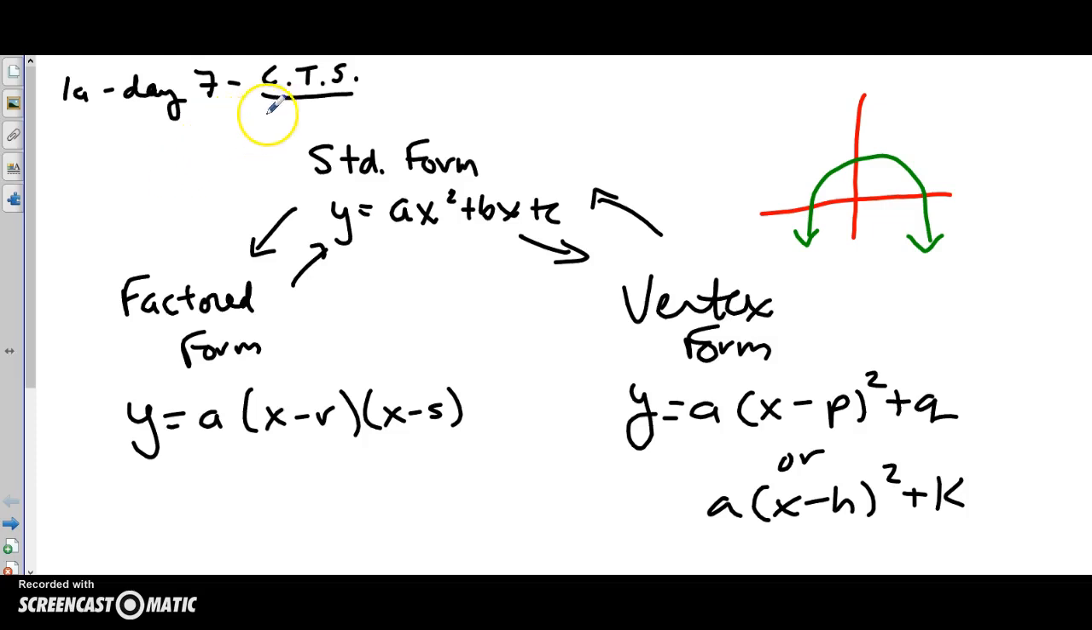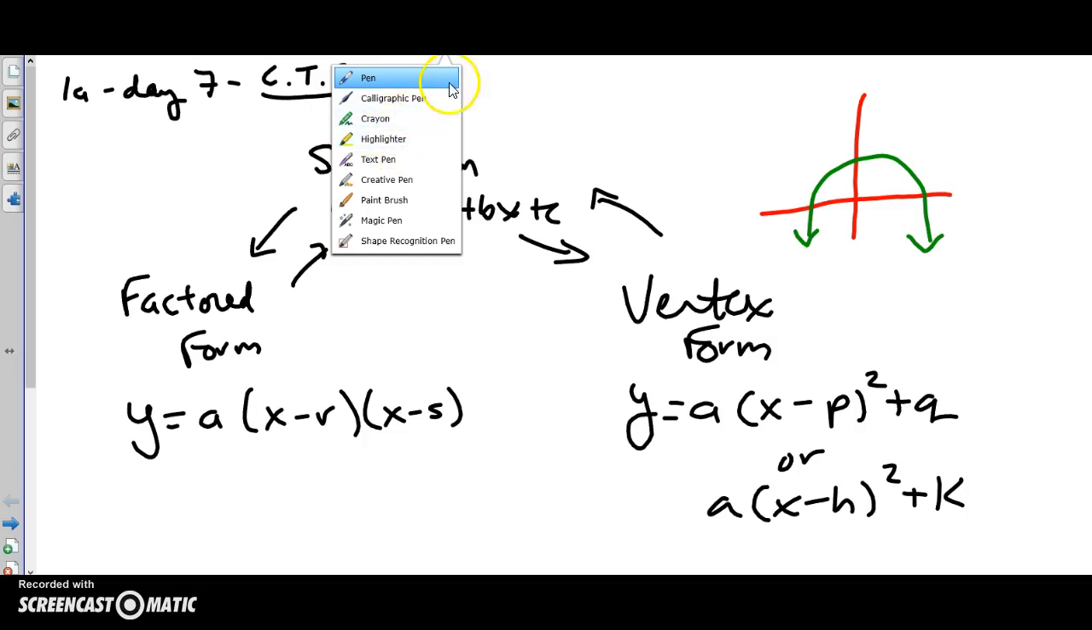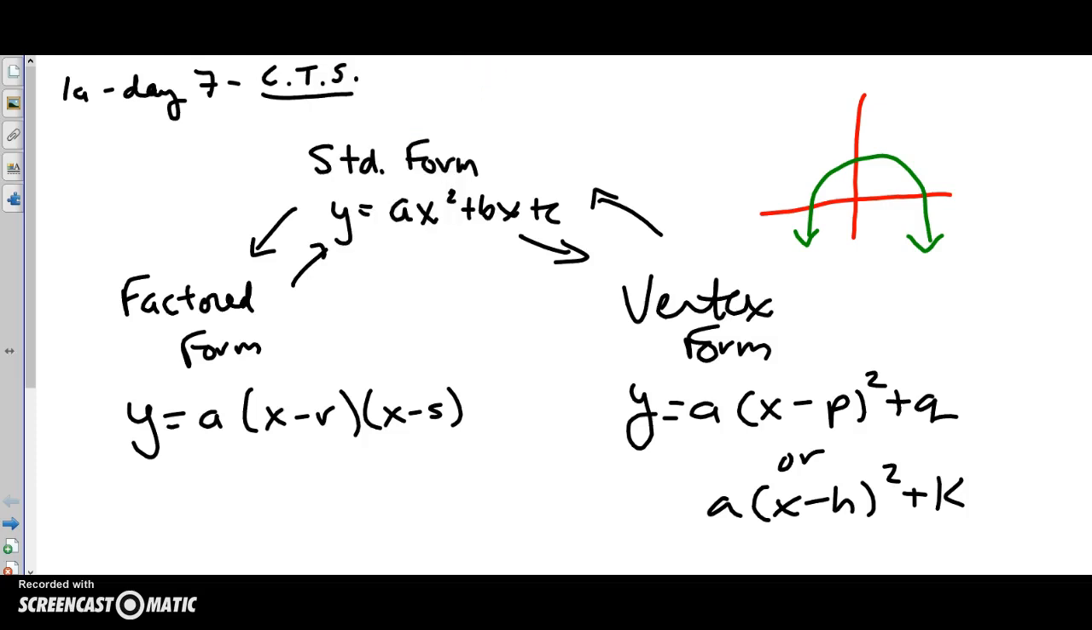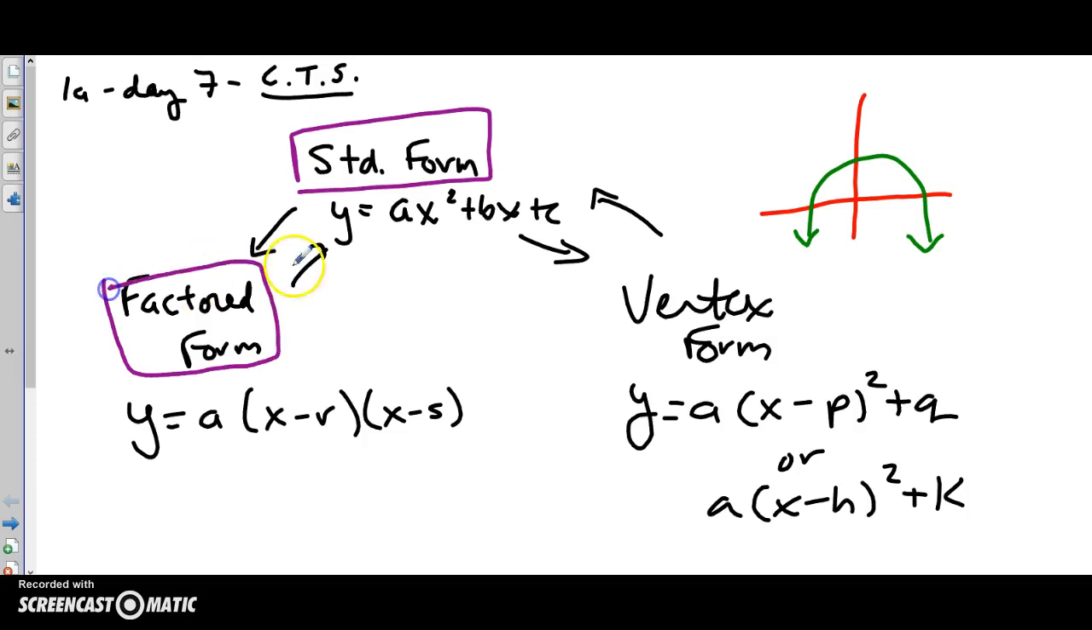Unit 1A, Day 7, CTS, Complete the Square. So the reason we do this, I think I'll get into this first. The reason we complete the square is we have three different forms of a quadratic, and each of them gives us some information. So we start with standard form, and we have factored form, and we also have vertex form.